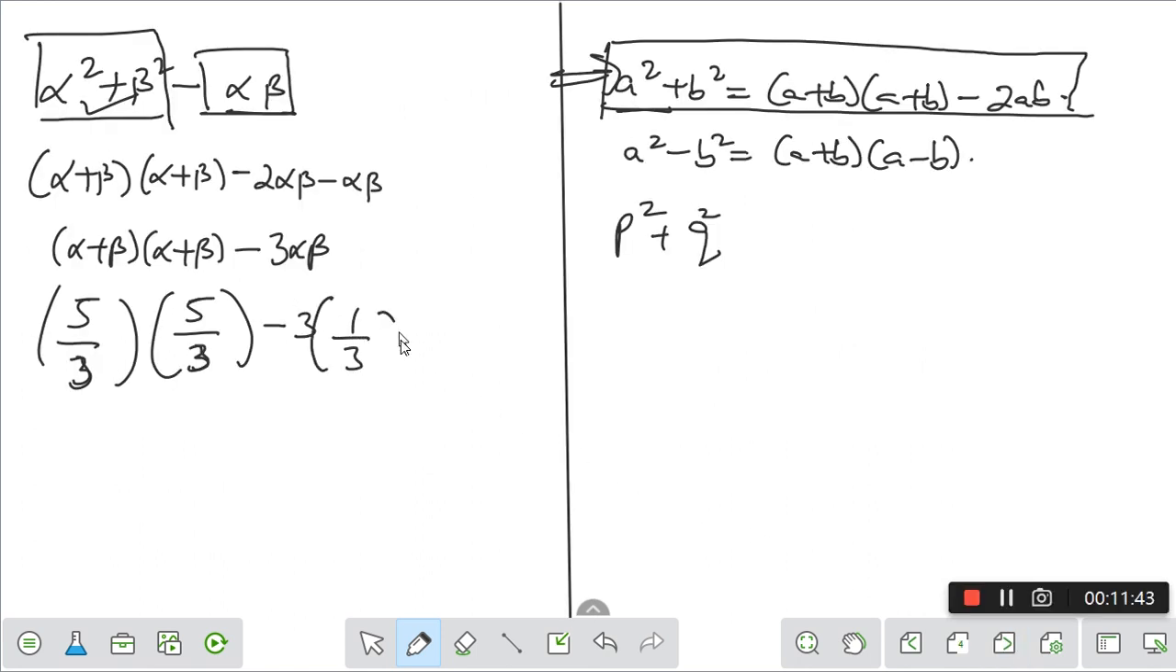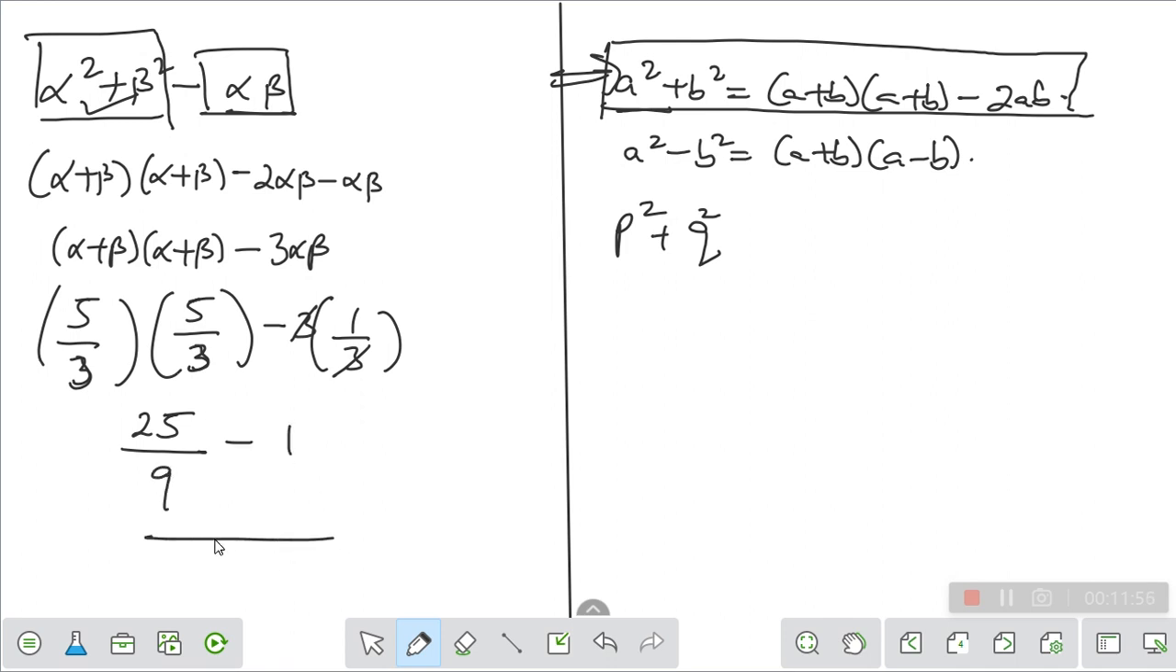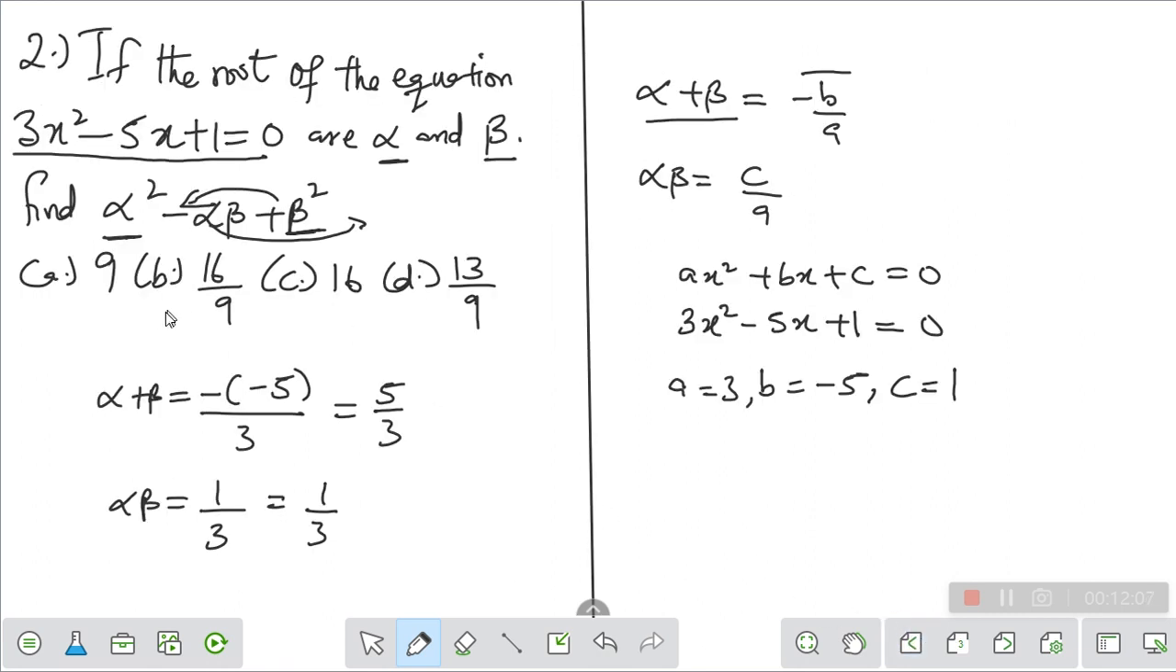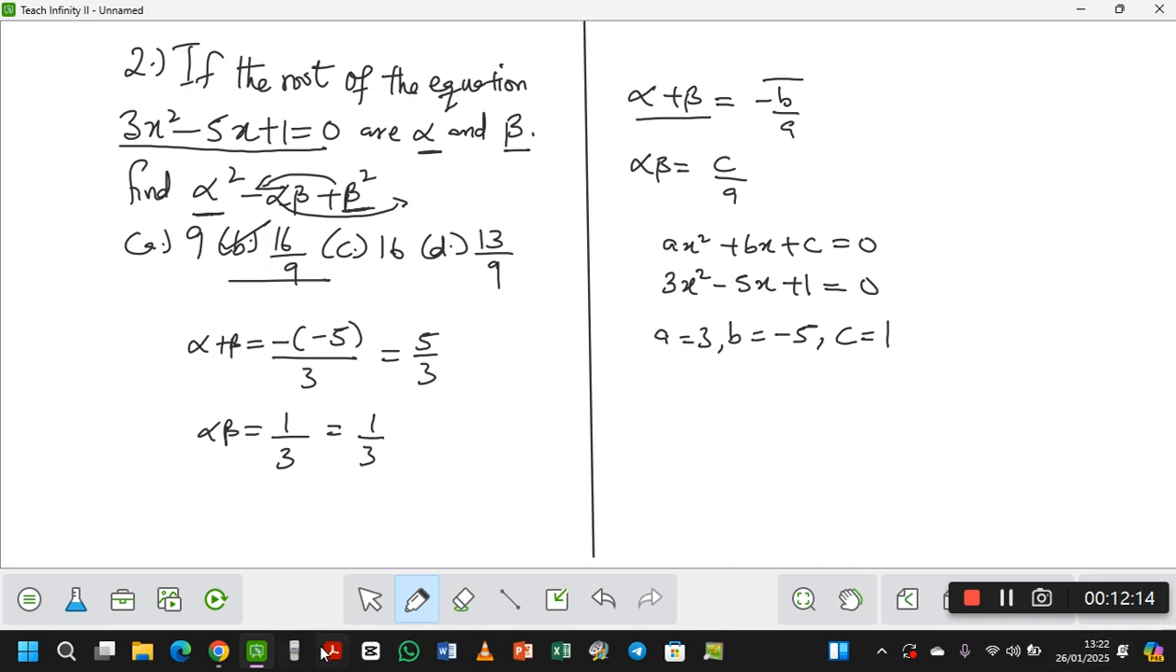So what do we have? 5 over 3 squared, which is 25 over 9, minus 2 times 1 over 3, minus 3 times 1 over 3, where the 3s cancel. Then you just find the LCM: 25 minus 9 is 16 over 9. So that's your answer. Simple as ABC. Do you get it? Yes, sir. Do you understand?